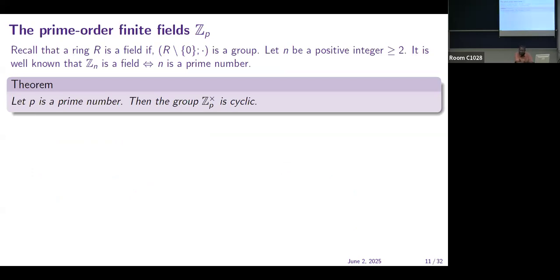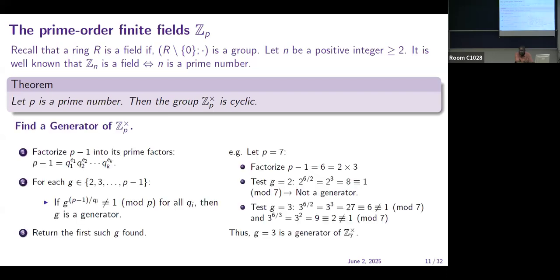The theorem gives the answer: if P is prime, the group of units of the ring of integers modulo P is cyclic. To prove that, it is enough to show that there exists an element of the group whose order is P minus 1. How do we find a generator of this group?